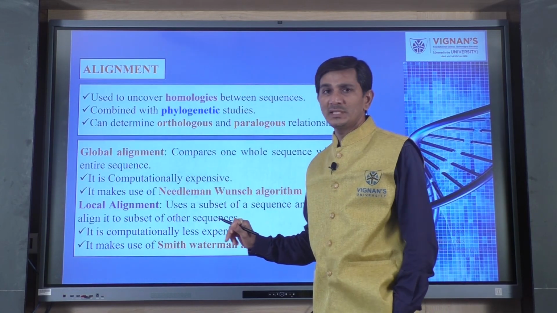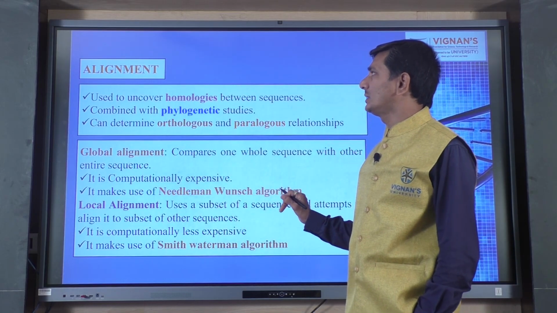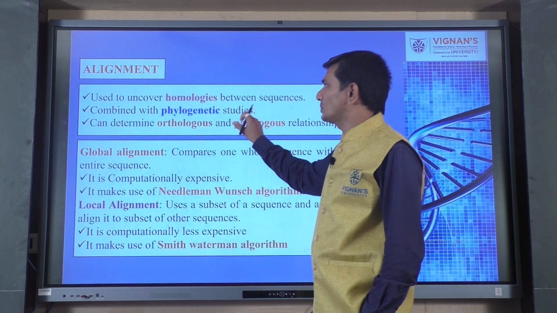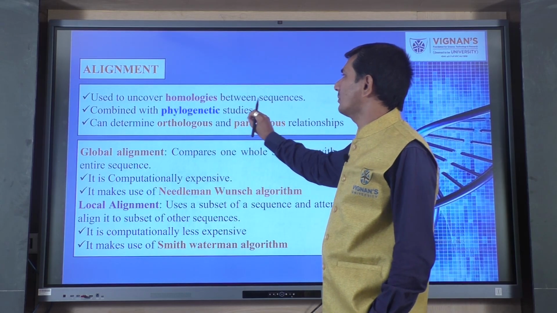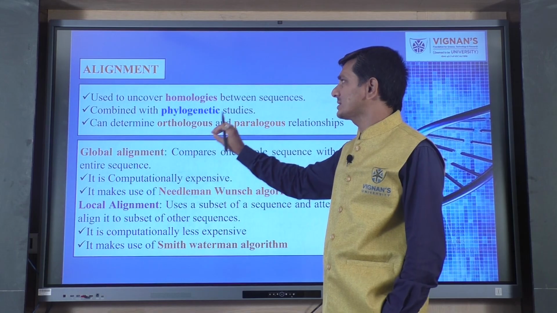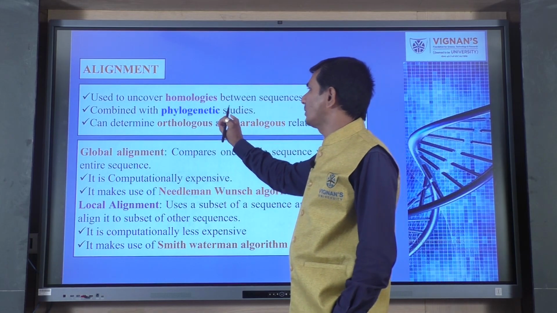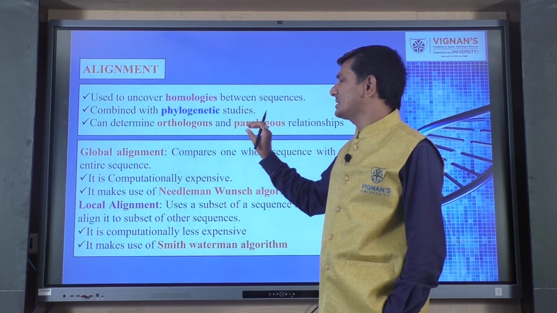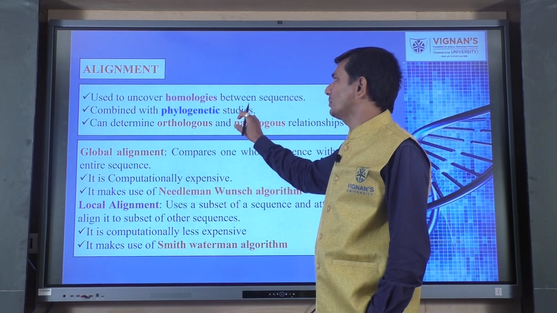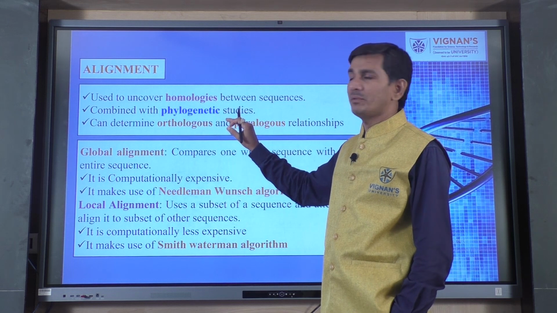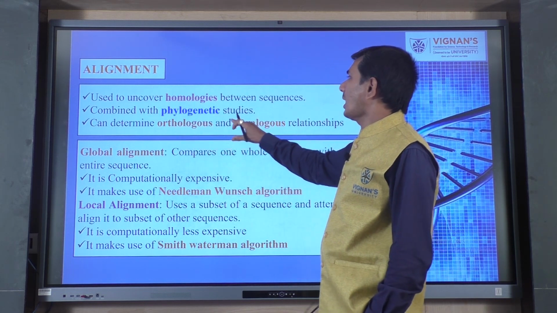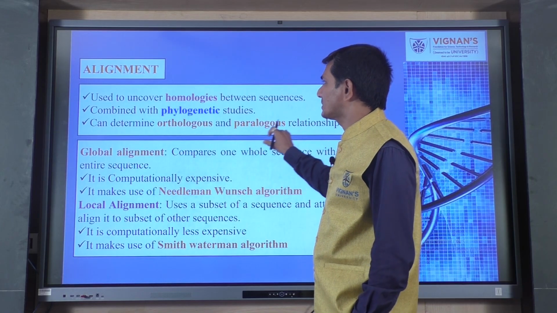Next, coming to this topic, alignment. What is an alignment? This alignment is mainly used to uncover homologies between two sequences, and is then combined with phylogenetic studies. So, what is phylogeny? Phylogeny is nothing but finding out the evolutionary relationship between a given set of organisms, and here we can also determine orthologs and paralogs relationships.